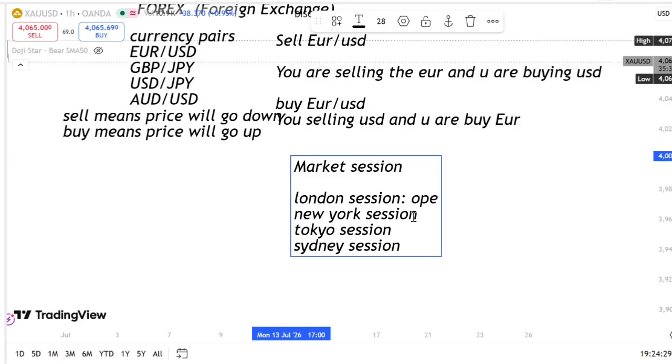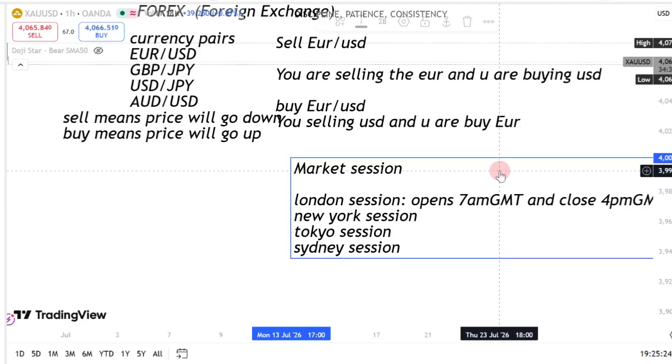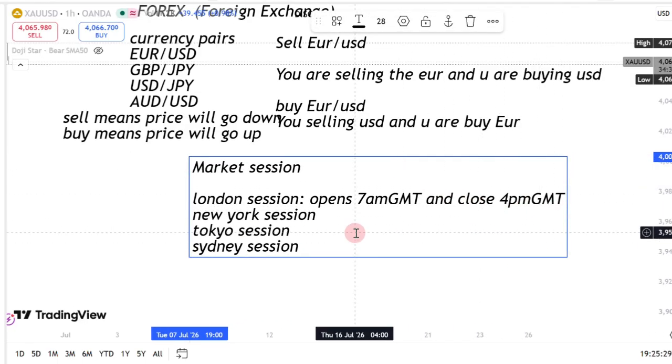London session opens at 7 a.m. GMT and closes at 4 p.m. GMT. This is the London session.